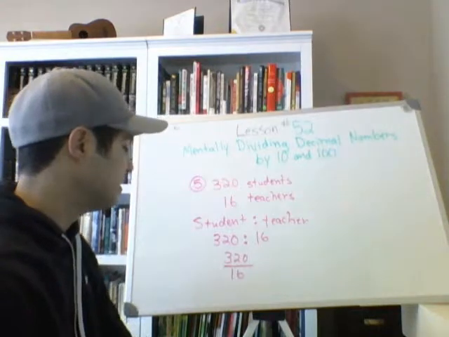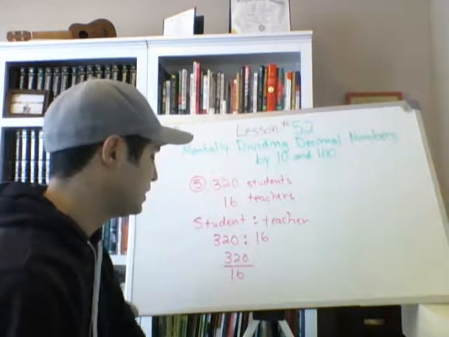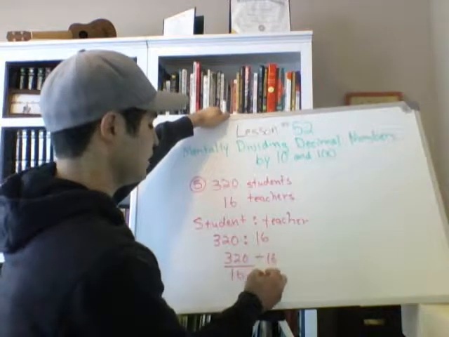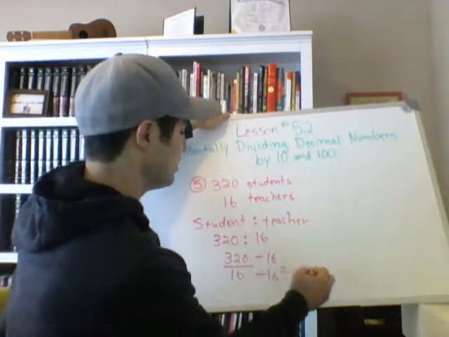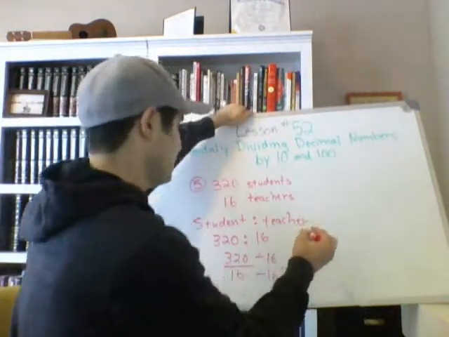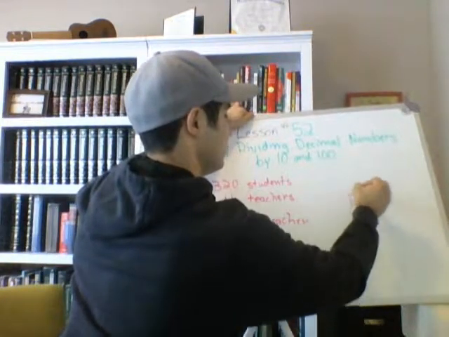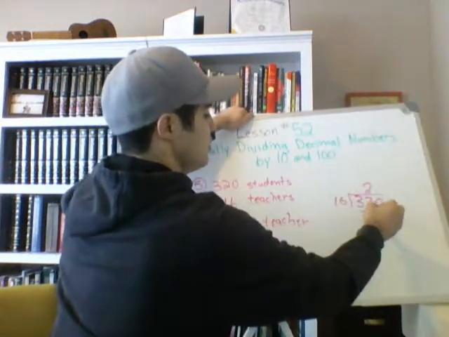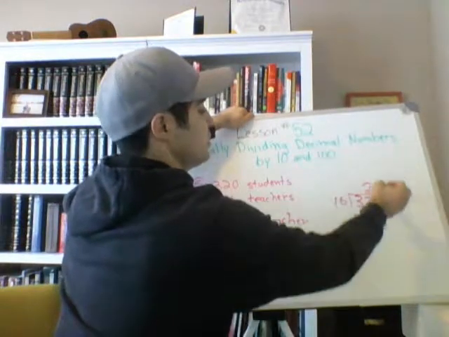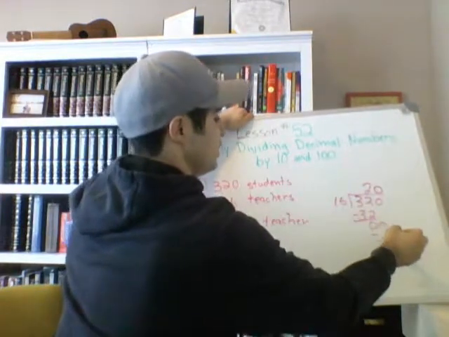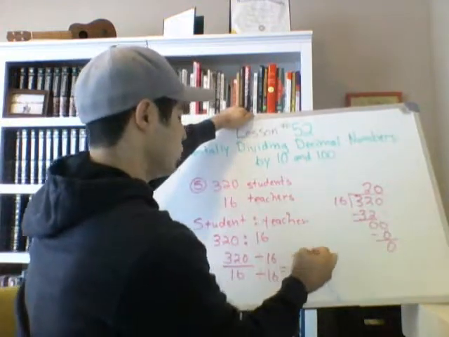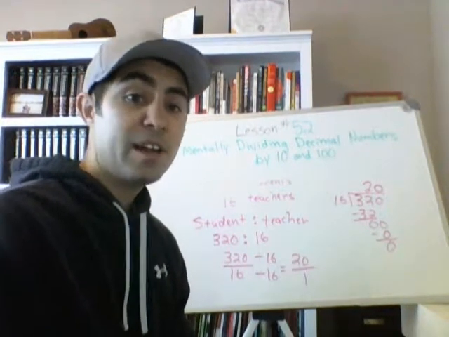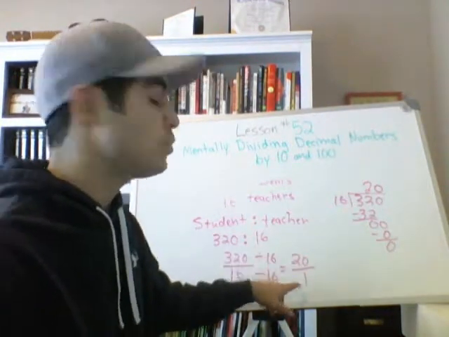Alright, the next step would be to reduce. So I think the greatest common factor would be 16. If you divide top and bottom by 16, you know the denominator is going to be 1. And then you can take 320 divided by 16. 16 will go into 32 2 times. 2 times 16 is 32. Subtract, 0, 0. 16 will go into 0, 0 times. No remainder. So this would be 20 students to every 16 teachers. Sorry, I just read that wrong. It's 20 students to every 1 teacher.